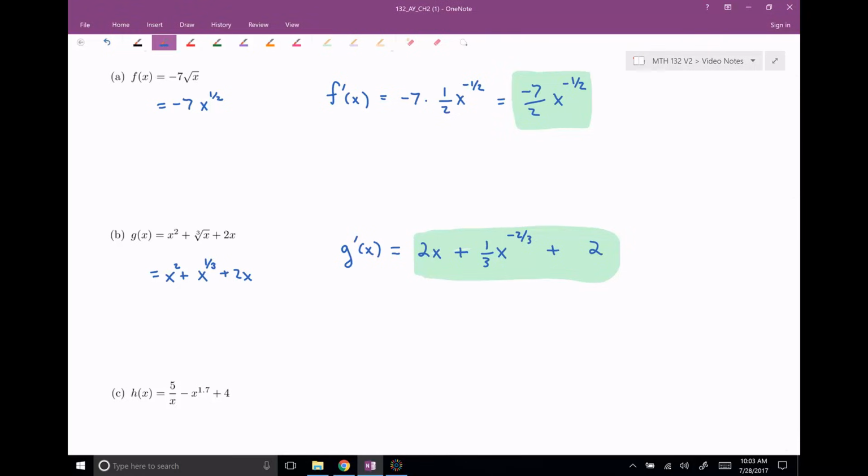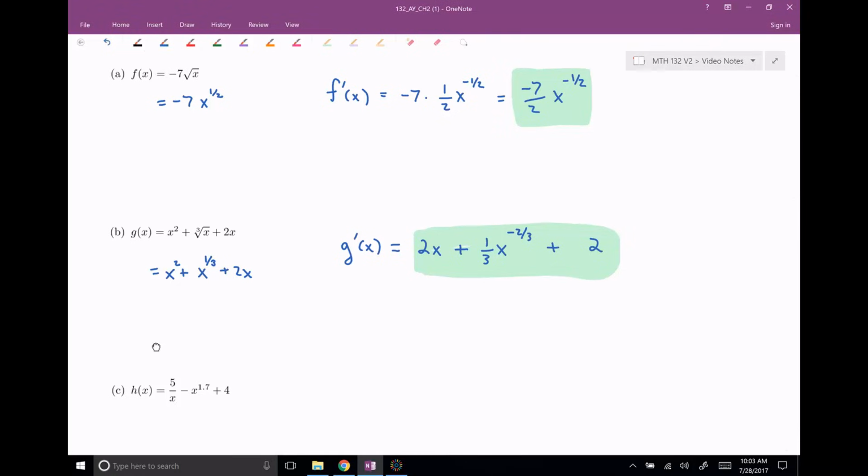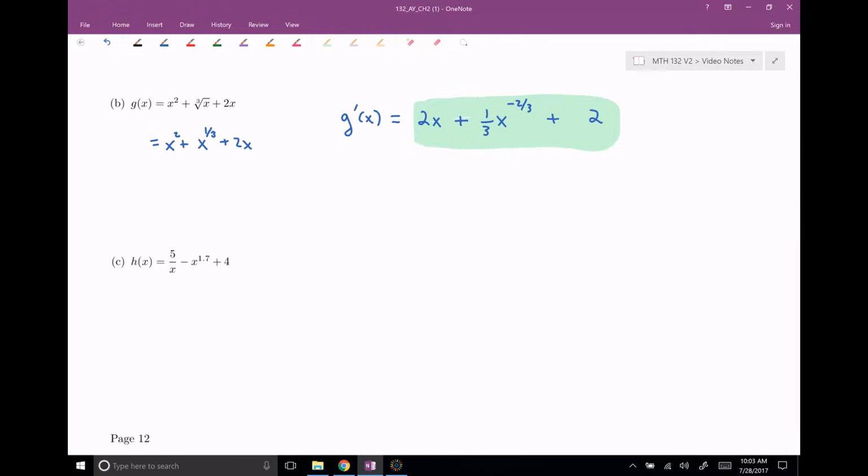All right, one more example here. So we have h of x, and now it looks like we have some subtraction, right? And addition. All right, so it's a good combination of things. Again, let me go ahead and rewrite this function before I start taking the derivative. Right, when I have 5 over x, according to our rule, this is 5x to the negative 1 power minus x to the 1.7 plus 4.